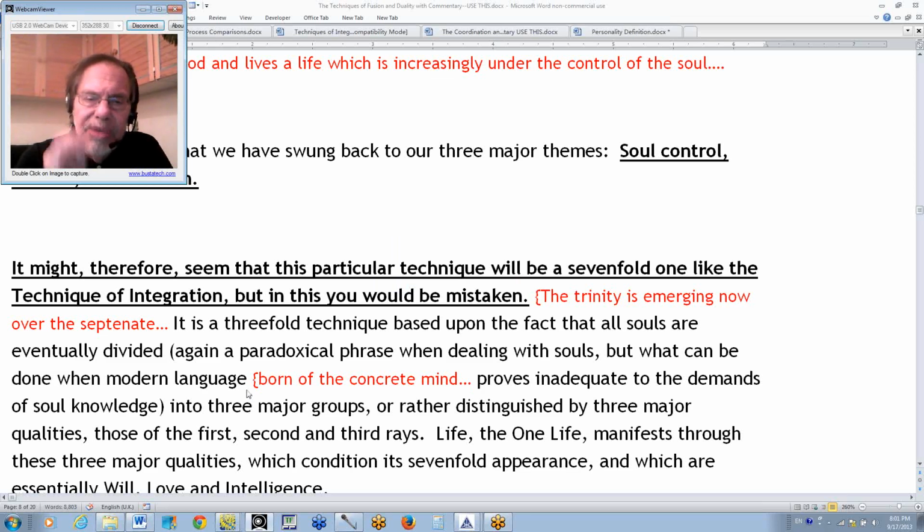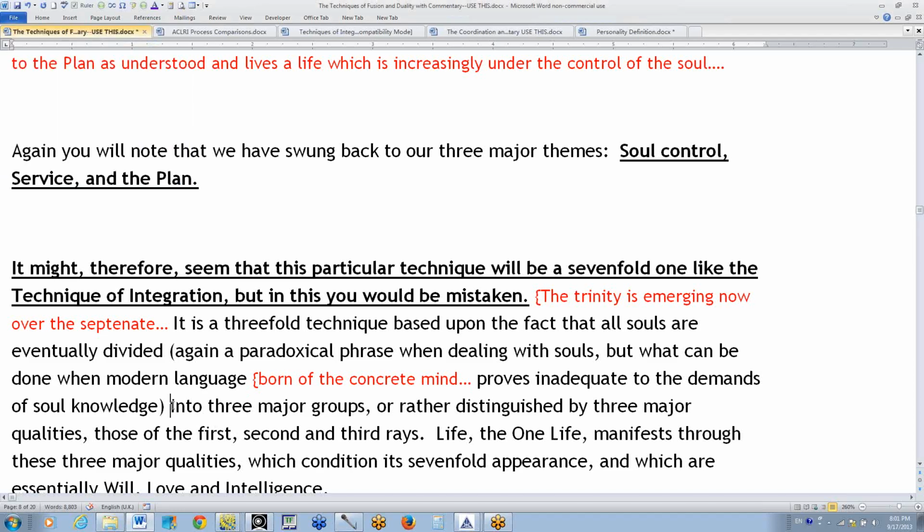unless the word is simply a standalone symbol, perhaps, but not descriptive in terms of words. But what can be done when modern language proves inadequate to the demands of soul knowledge? So that all souls are eventually divided into three major groups. Eventually, and there's so much hidden in that word eventually, or rather distinguished by three major qualities. Those are the first, second, and third rays.